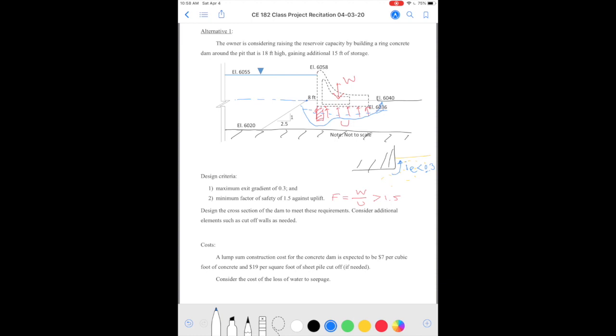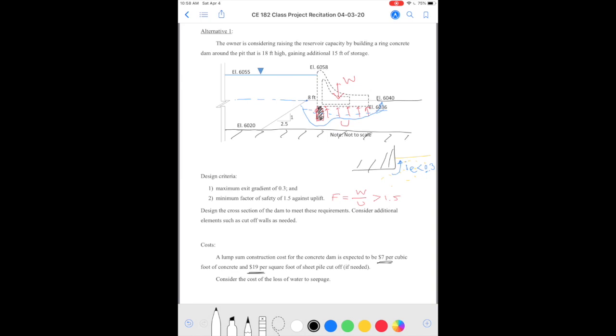A lump sum construction cost for the concrete dam is expected to be $7 per cubic foot of concrete. So you have to calculate that after your design is done, how much volume of concrete it's going to take the dam around the entire length of the reservoir. And in addition, it says it's $19 per square foot of sheet pile cutoff if needed. So if you add a cutoff, then the cost to construct that is also given.